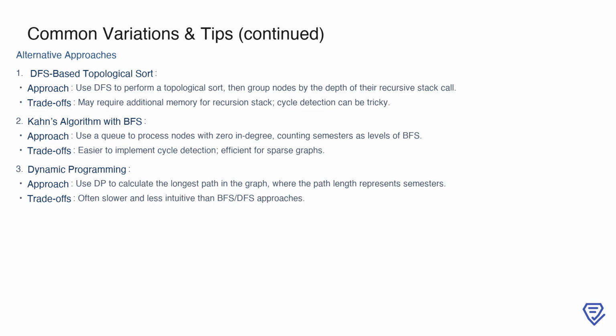Another less common approach involves dynamic programming to calculate the longest path in the graph, where the path length corresponds to the number of semesters. While this method is conceptually interesting, it's often slower and less intuitive than BFS or DFS, making it less practical for competitive programming or large inputs. Understanding these alternatives allows you to choose the most appropriate method for different scenarios.